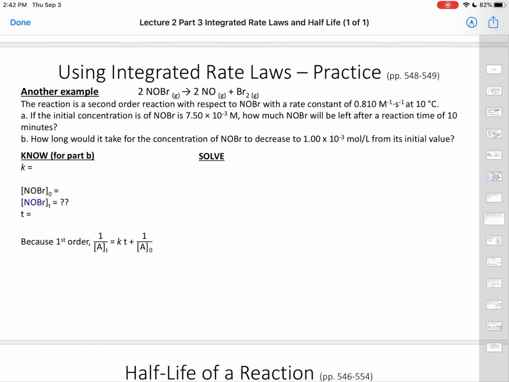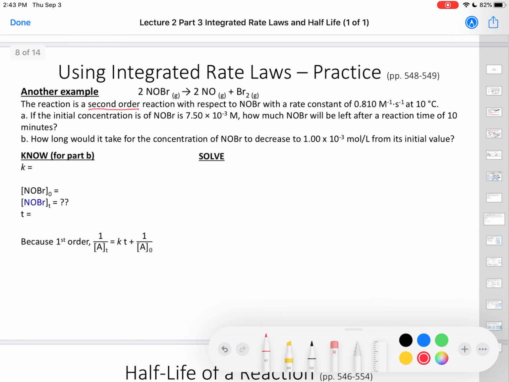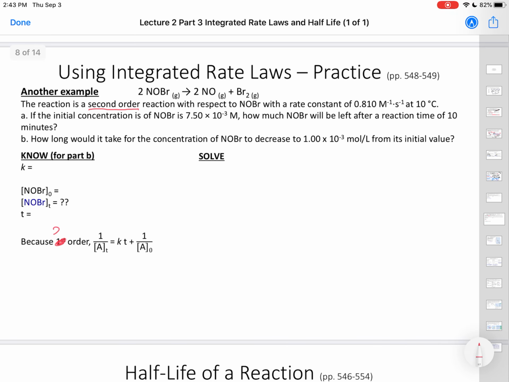All right, so it says you have 2NOBr becomes 2NO plus Br. The reaction is a second order reaction with respect to NOBr. Very important to pick up that it is second order. Because it is second order, oh, this is a typo here. Because it is second order, it should be this equation here that you're using.